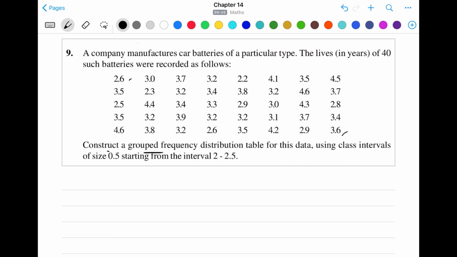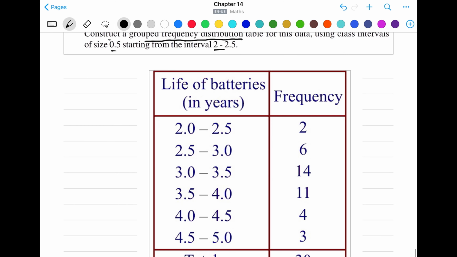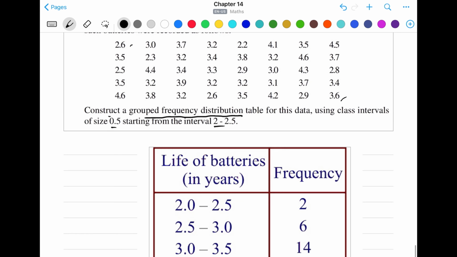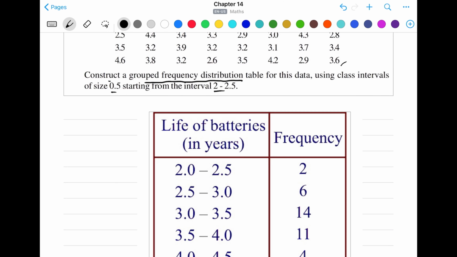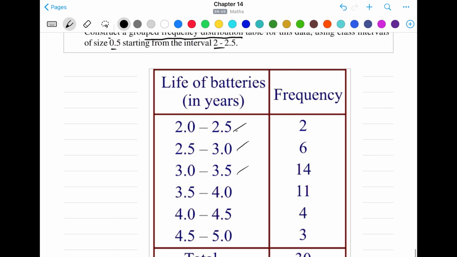The question is, we have to construct a group frequency distribution table for this data using class interval size 0.5, and one of the intervals should be 2 to 2.5. Okay, so we just have to draw its group frequency distribution table. We are not asked to draw any conclusion from here. So let's draw its group frequency distribution table now. So that's the group frequency distribution table for this question. As the smallest number is more than 2, we have started with 2.0 to 2.5, 2.5 to 3.0, 3.0 to 3.5, and so on. And then we have marked the frequency for each interval.